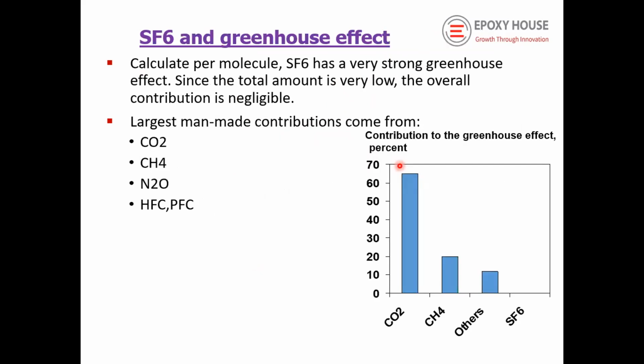The biggest contributor to global warming potential is about 65% carbon dioxide, because carbon dioxide comes from a lot of emissions from vehicles and all other usage, everywhere. That is the major reason. CH4 is about 20%, and other gases are about 10%. SF6 gas is not seen anywhere in the chart because it is less than 0.7%. That's the reason it is contributing very little to the greenhouse effect.